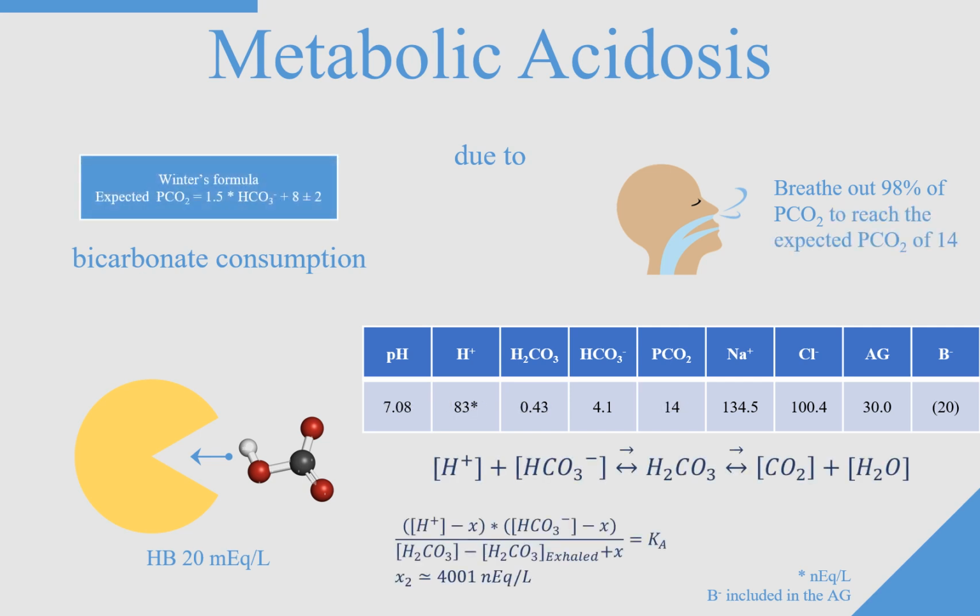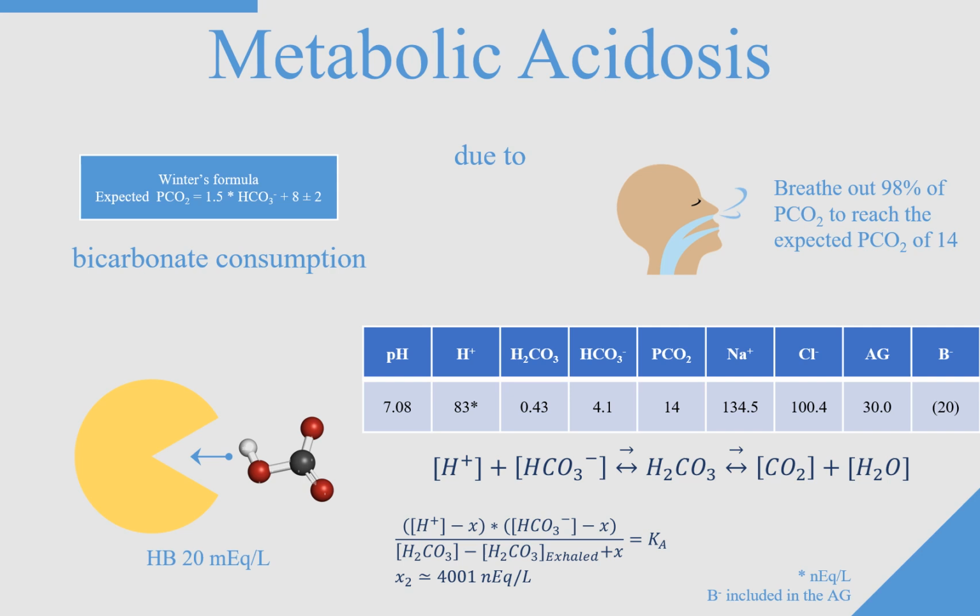Applying the Winter's formula for the estimation of the final partial pressure of carbon dioxide for the given level of bicarbonate concentration, i.e., 4.1 milliequivalents per liter, 98% of carbon dioxide has to be breathed out, in order to reach a final partial pressure of carbon dioxide of 14 millimeters of mercury. This will in turn activate the carbonic acid bicarbonate system buffer, to warrant the carbonic acid dissociation constant, at equilibrium.